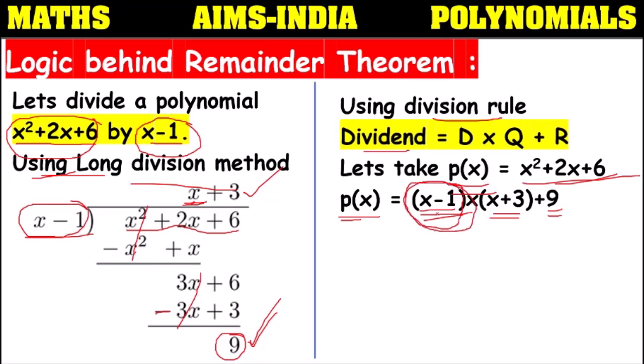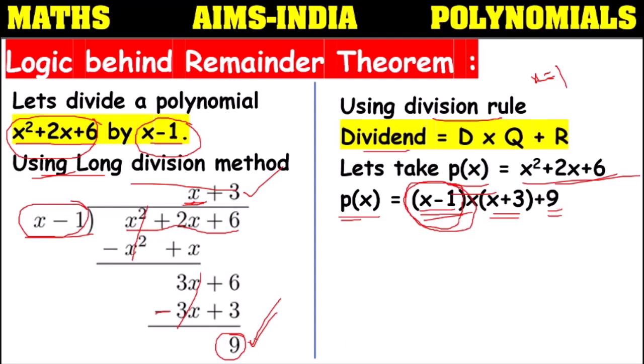This divisor will become 0. As we have x minus 1 here, if in the place of x we keep 1, then this divisor will become 0. Divisor into quotient, this total will become 0, and we will get the remainder. We will get the remaining value 9, which is equal to the remainder.